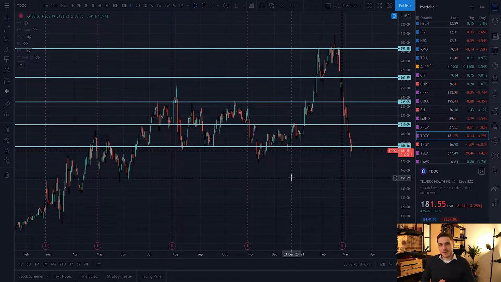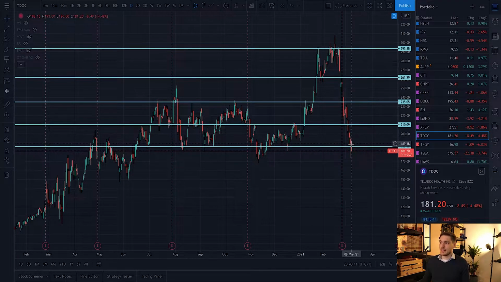And then the last brief example is Teladoc. Teladoc was actually trading within a range between like $185 and $235 for quite a while. And then it broke out of that $235 range. It went up all the way to almost $300, and now it has a very, very sharp sell-off all the way back to that support level more or less of $185.